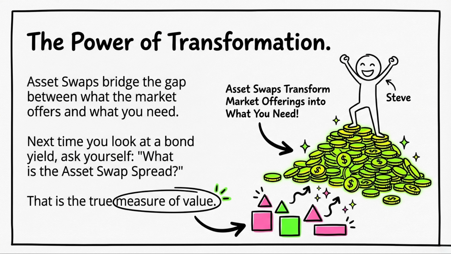The next time you look at a bond yield, don't just look at the fixed number. Ask yourself, what is the asset swap spread? Because that is the number that tells you the true value of that credit in the floating rate world.